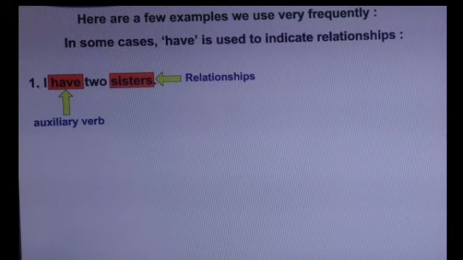Here are a few examples we use very frequently. In some cases, have is also used to indicate relationships. For example, I have 2 sisters. Now here, have stands for an auxiliary verb, whereas sisters shows a relationship.